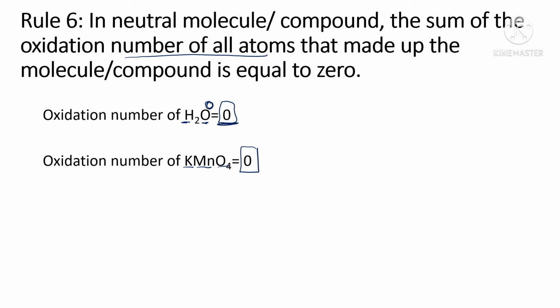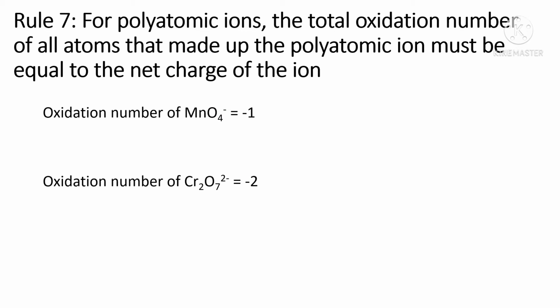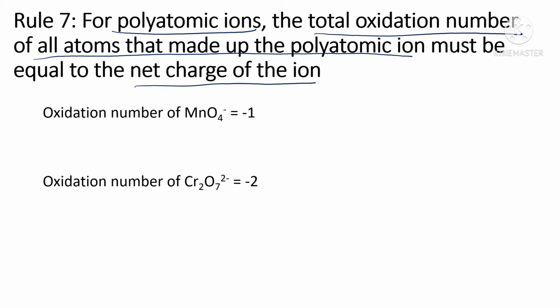Or in other words, we can look at the charge of potassium permanganate. It is equal to 0. Therefore, the oxidation number for potassium permanganate is equal to 0. Rule number 7 is for polyatomic ions. For polyatomic ions, the total oxidation number of all the atoms that make up the polyatomic ion must equal the net charge of the ion.